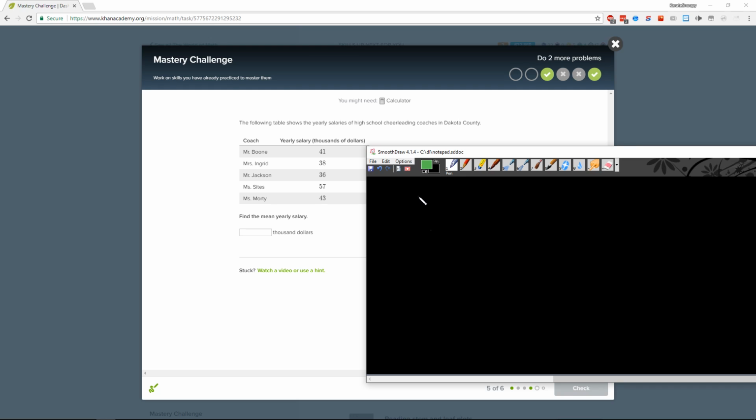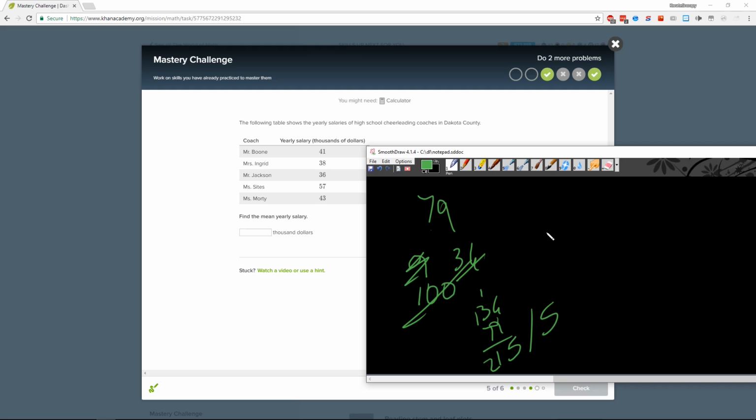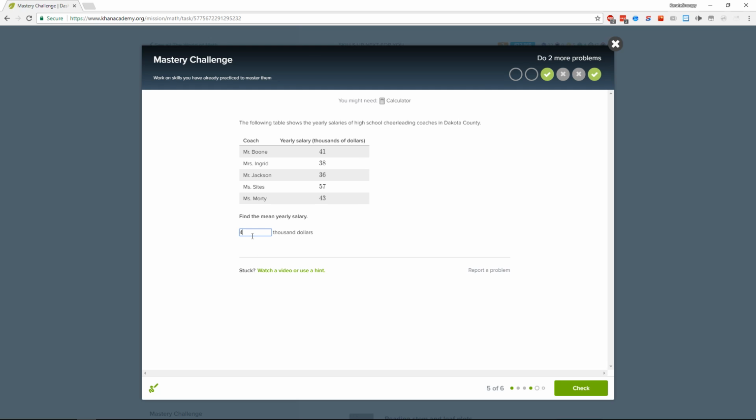Let's see, so that's 79. And the last two is 90 or 100. And then 36 in the middle. So 136 plus 79 is 5, 1, 215 divided by 5. So if it was 43 maybe, yeah, so that looks right. 43.